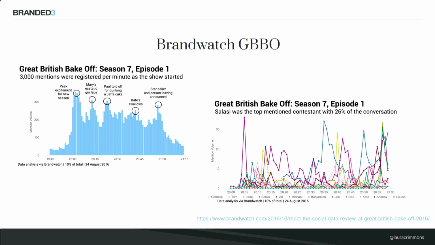You can also then look at who was the most mentioned contestant. So you can see on this, Salisbury was the most mentioned in season 7, episode 1. Things like that are what's used to predict who's going to win, and look at trends like that. So all great social data that's actually quite interesting for people to look at, and all readily available if you've got the right tool to be able to track it.